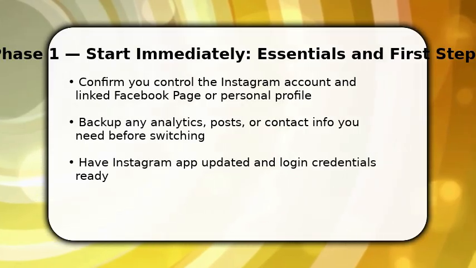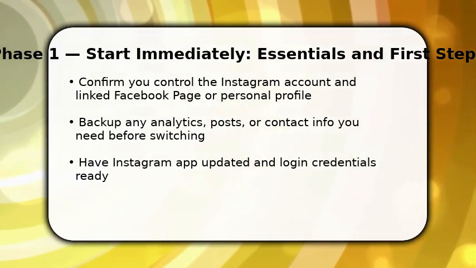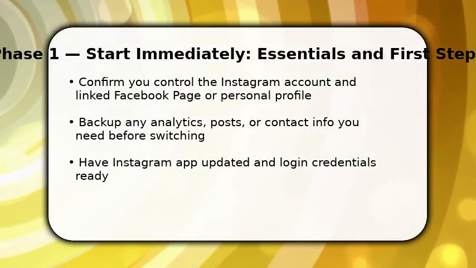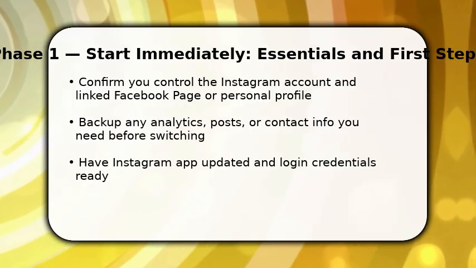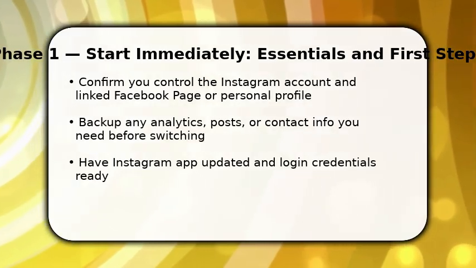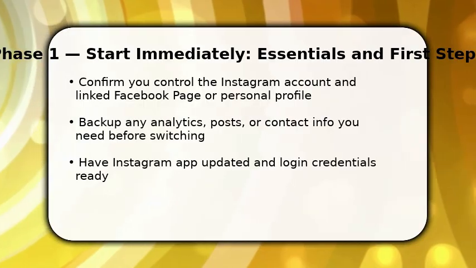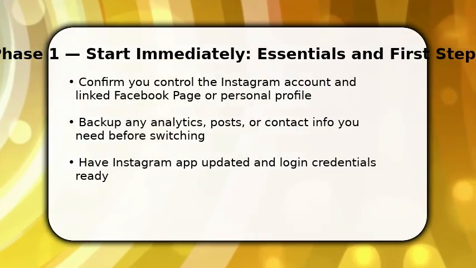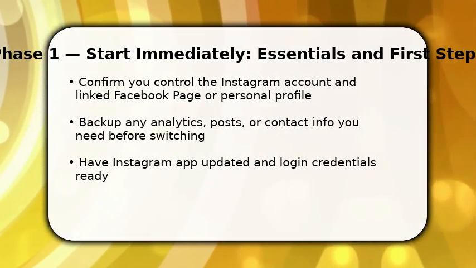You start by confirming ownership and backing up data. This prevents lost posts or contact info. Open the Instagram app, log in, and go to your profile. Once done, tap the menu, 3 lines, then Settings and Account to access account type controls.